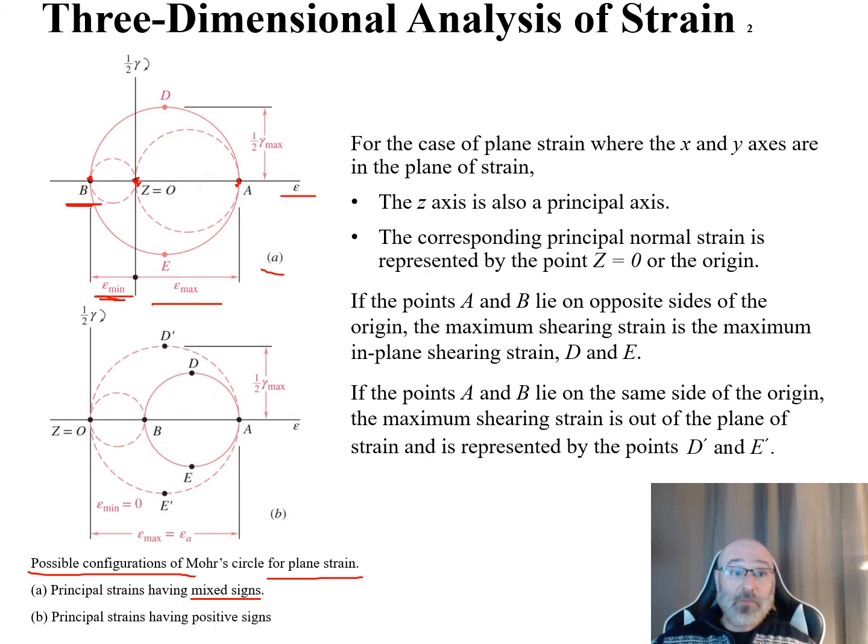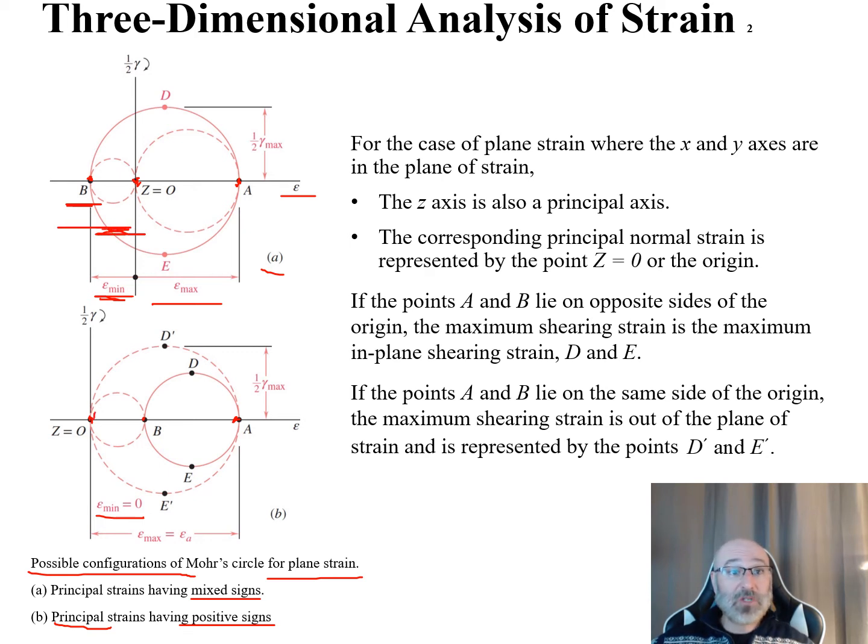So now part B, this is our principal strains having positive signs. So both having positive signs. We can see everything lies to the right of our origin point, Z is equal to 0. So B is going to have a positive sign associated with it, and A is going to have a positive sign associated with it. So all of our principal strains are going to have positive signs. We can see here there is a distance where this is off-centered from our origin point.